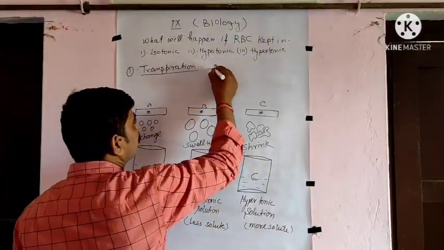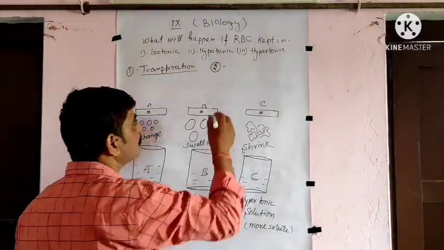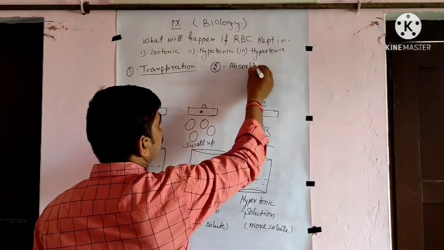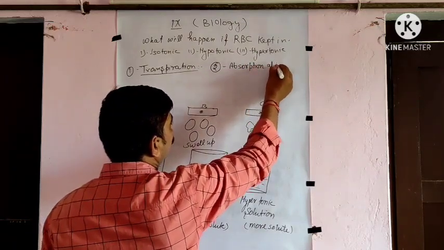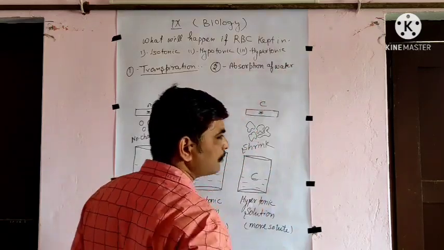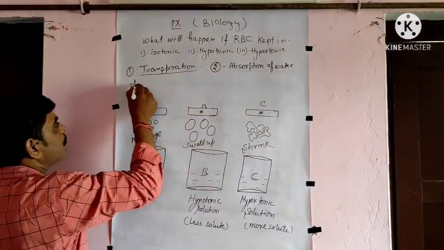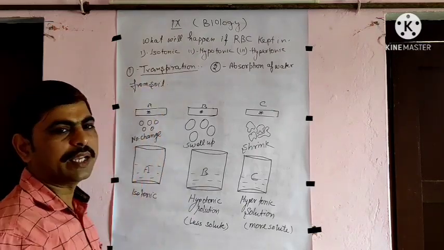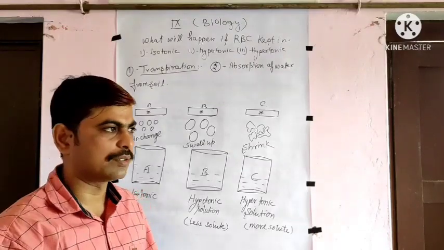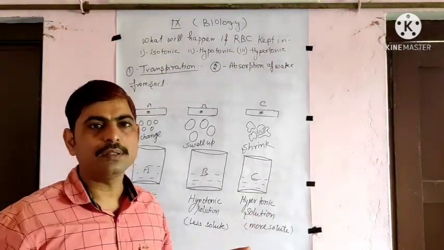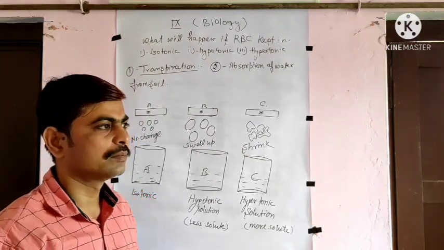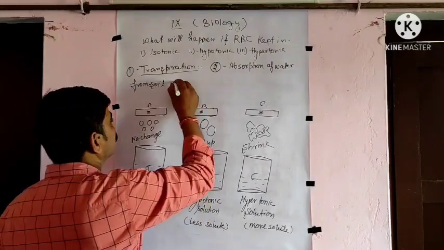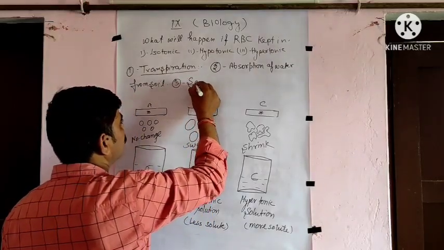Second thing, you can take the example of absorption of water from soil by root hairs. Absorption of water from soil, that is by the osmosis. The concentration of water is more in soil in comparison to plant cell, so water starts to move from outside to inside.